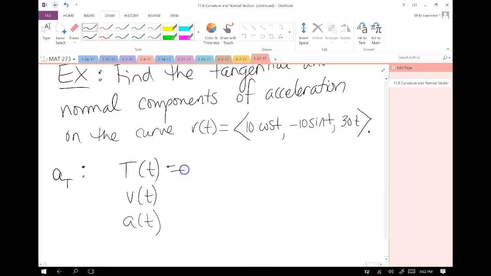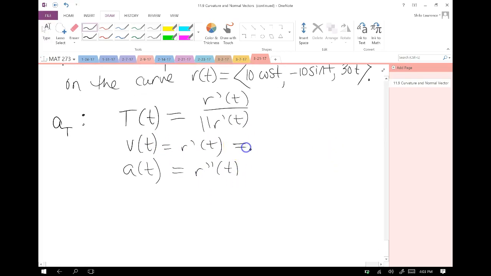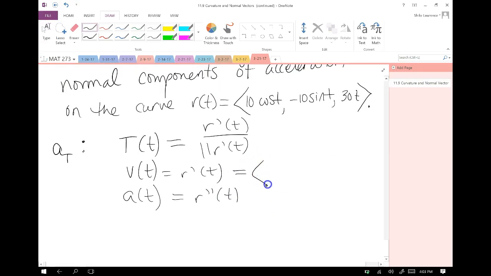So for T of t, we have to do r prime divided by magnitude of r prime. And then V of t is just r prime. A of t is r double prime. So let me start with r prime here. That's going to be negative 10 sine t, negative 10 cosine t, and 30. Our double prime is going to be negative 10 cosine t, 10 sine t, and 0.